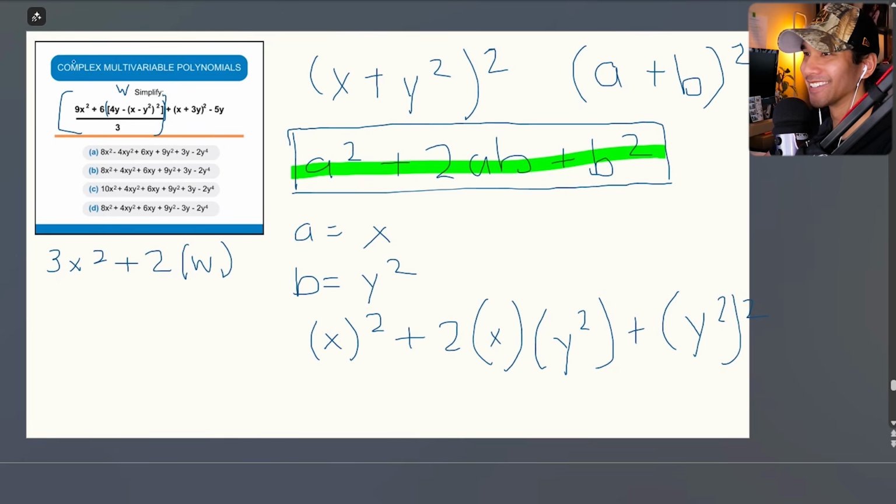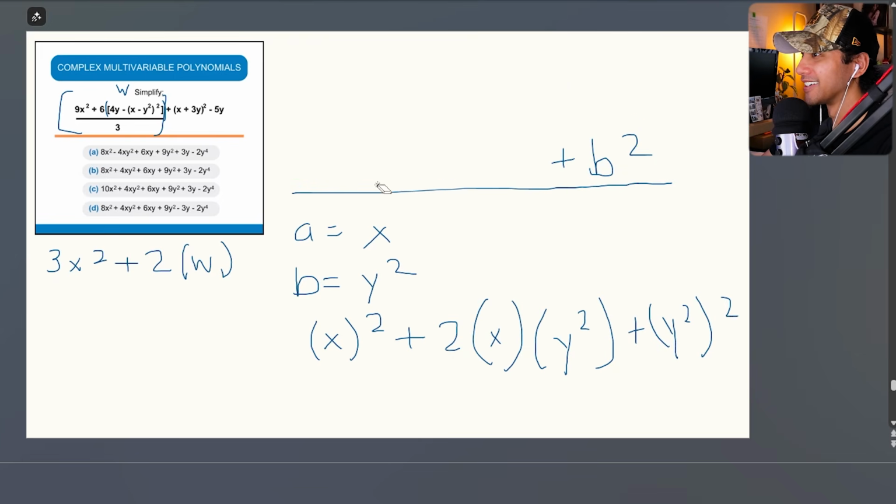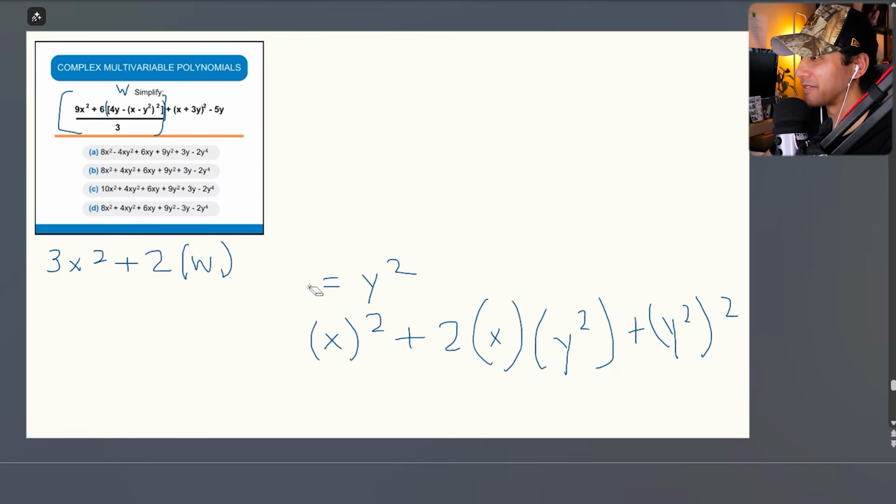It sounds so funny saying it. I just want to put it inside the white area. There you go. x squared plus 2xy squared plus y squared squared. Ridiculous, right? Okay, so let's go work this problem out. I'll work just this part. So now, given this, let's just make it look nice: x squared plus 2xy squared plus y to the 4th power.